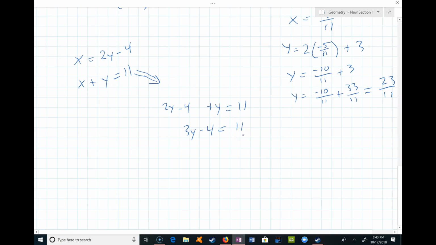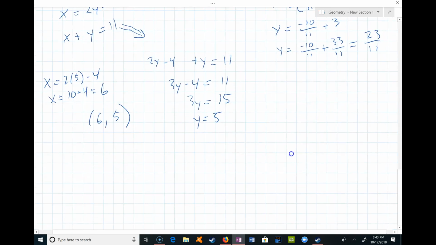Then I'm going to add 4 to both sides. So that would be 3y equals 15. Divide both sides by 3, and I get y is equal to 5. So part of my solution is y equals 5. To get the other one, I just plug back in. So x equals 2 times 5 minus 4. That's x equals 10 minus 4, which of course is 6. So my solution to this system of equations would be 6, 5.